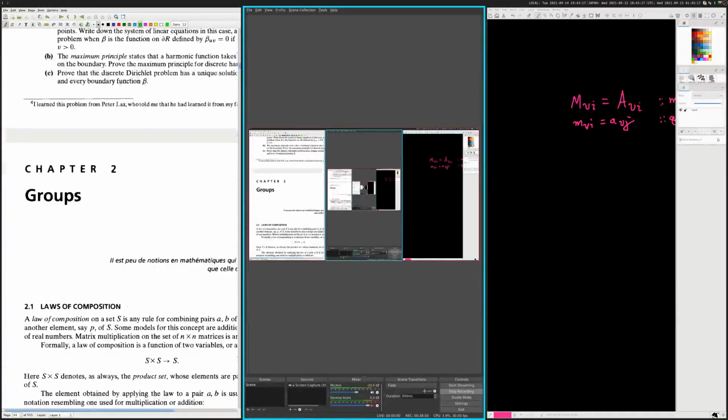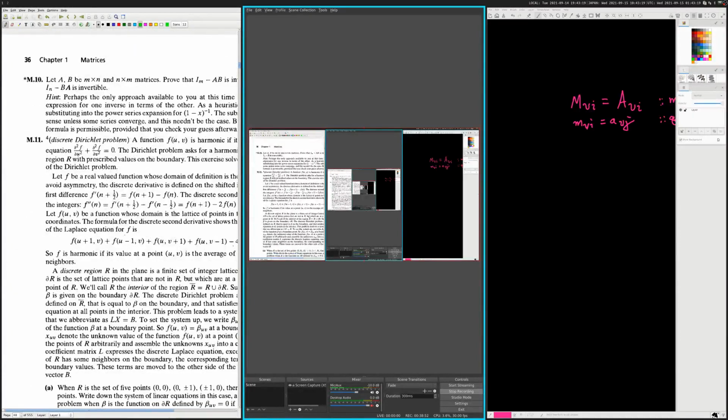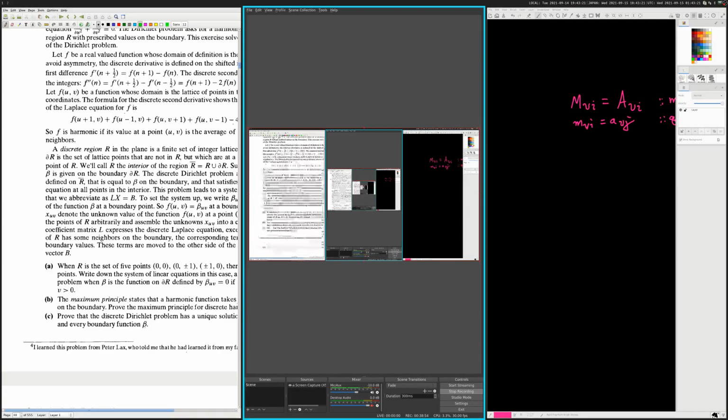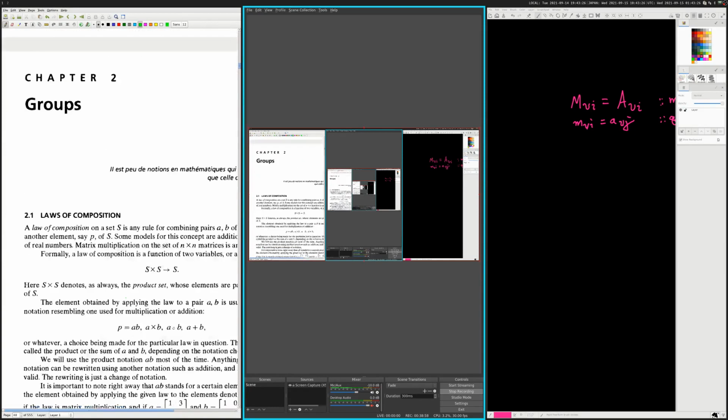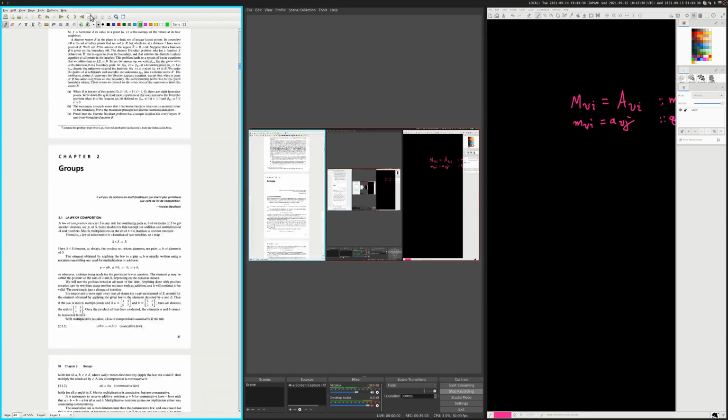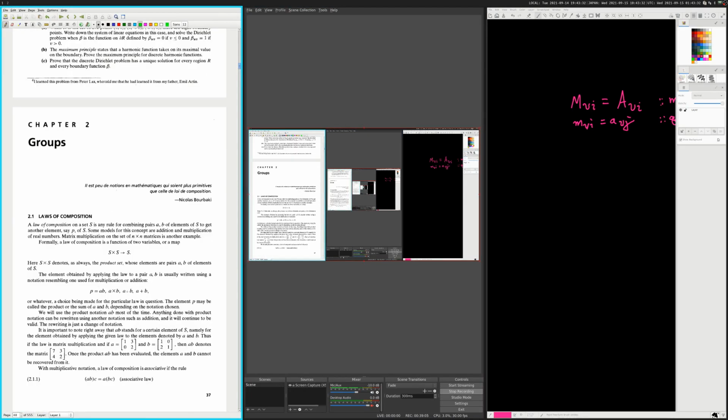This discrete Dirichlet problem looks really interesting, and I'm not going to give the answers, because somebody might give these as homework problems. And actually, why am I playing nice with the university system? I hate the university system.